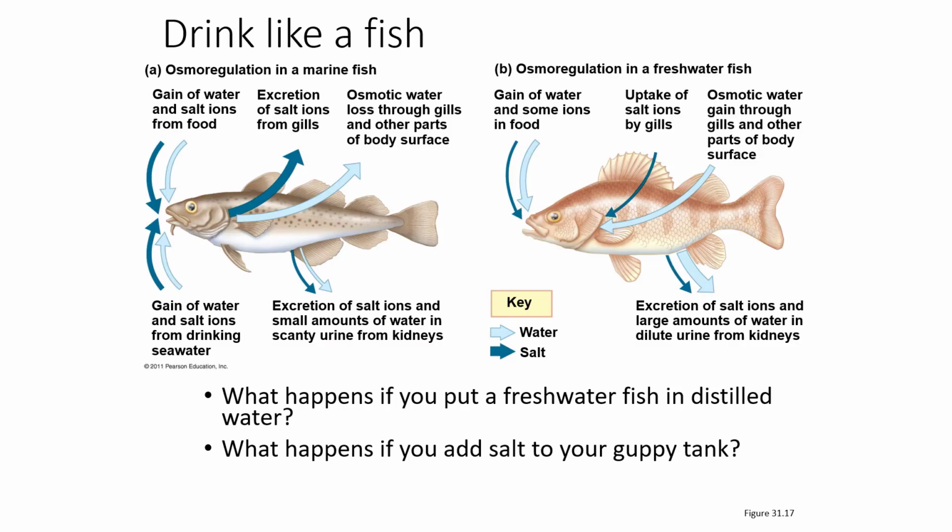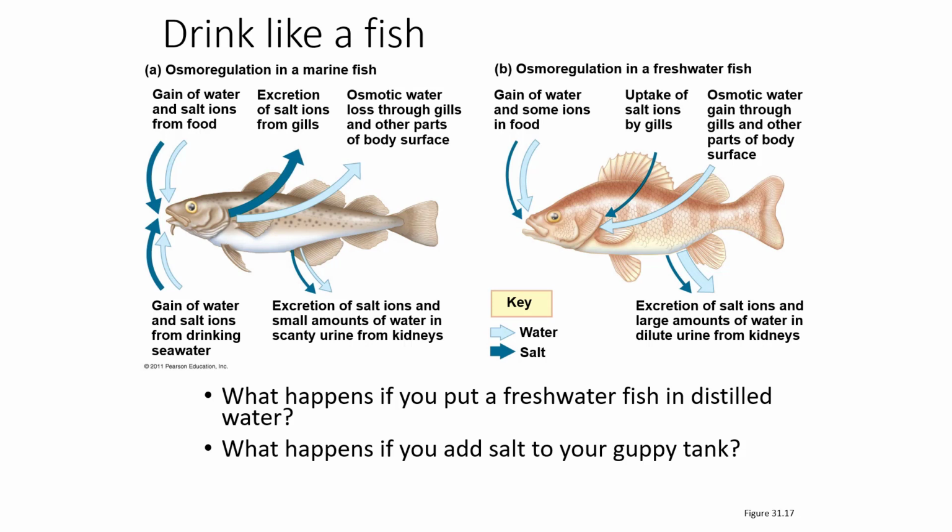So how do fish do this? Well, in a marine fish, there's a gain of water and salt from their food, and there's a gain of water and salt from when they drink seawater. They excrete salt ions from their gills, and they lose water from their gills and other parts of their body surface. So they are constantly losing water. The environment is hypertonic to them, and they will excrete salt ions in small amounts of water, in their small amounts of urine. So marine fish are constantly drinking and constantly losing water through osmosis.